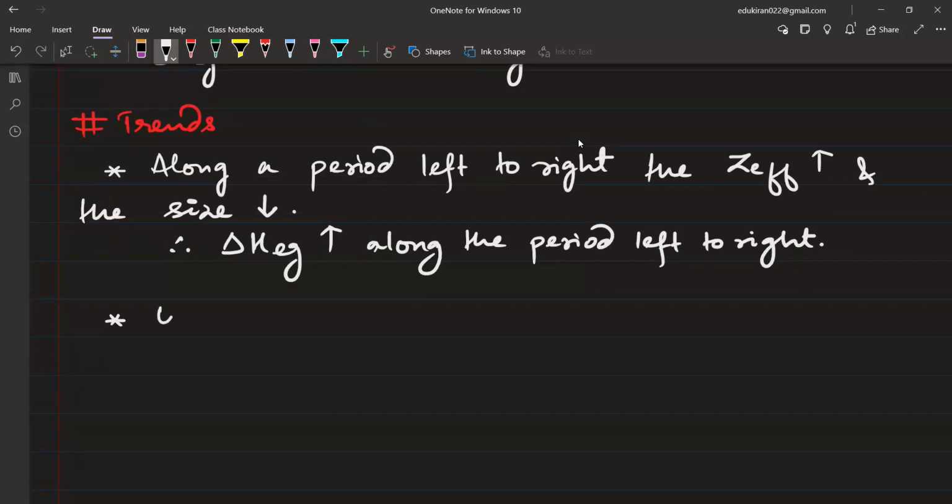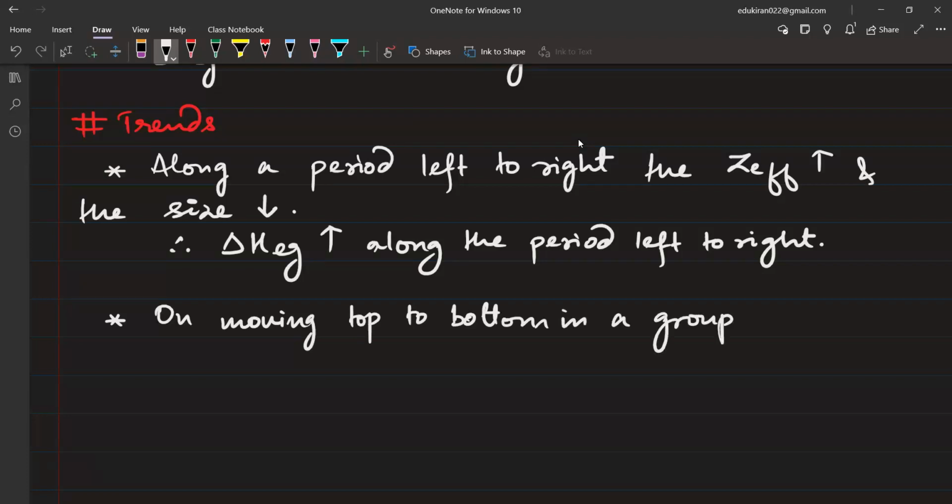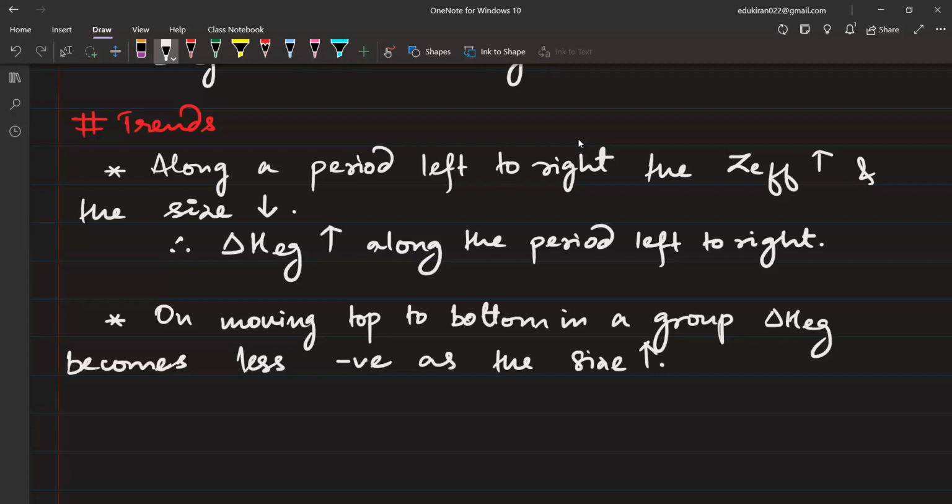Right, next. Moving top to bottom in a group, the delta HEG becomes less negative as the size increases. So top to bottom, what happens? Size increases. That is why the electron gain enthalpy becomes quite less.